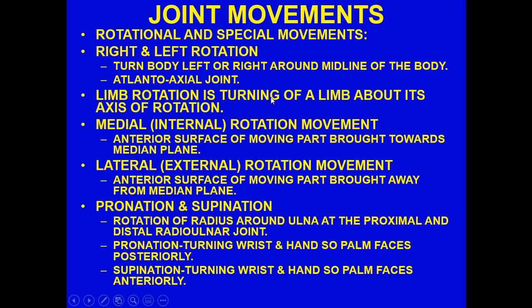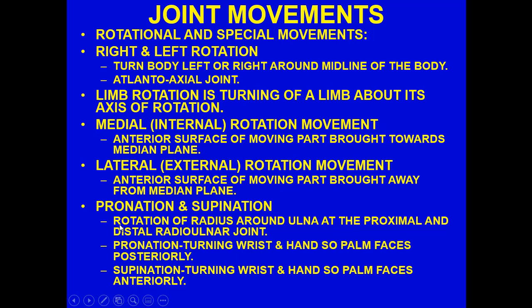Limb rotation is turning of a limb about its axis of rotation. Remember, in the beginning of the course, I wanted you to get down terms like medial and lateral and all these other ones. Well, here we're using them. The medial, otherwise known as internal rotation movement, is where the anterior surface of the moving part is brought towards the median plane. The median plane is coming toward the body. Lateral or external rotation movement is where the anterior surface of the moving part is brought away from the medial plane.